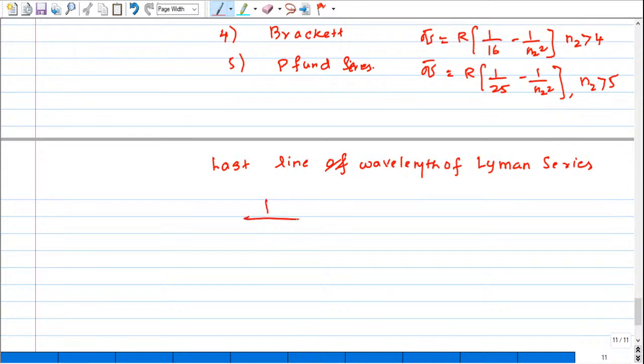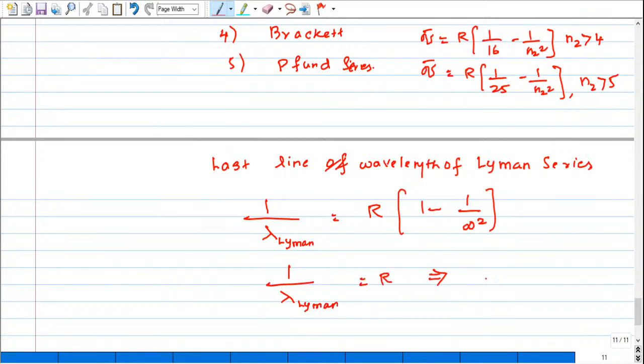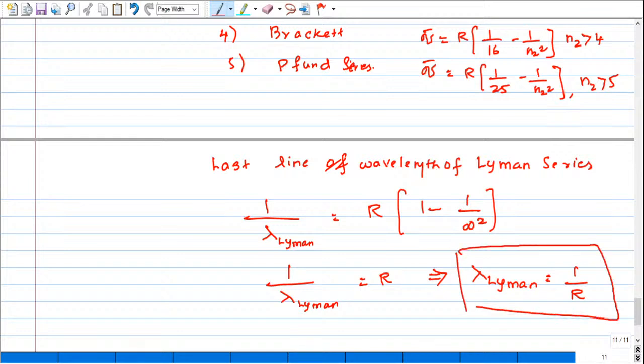So I can write 1 by lambda Lyman will be equal to R into (1 minus 1 by infinity square), because the last line is nothing but infinity. So 1 by lambda Lyman will be equal to R. Then tell me, what is lambda Lyman? Lambda Lyman will be equal to 1 by R. This you have to note down. This is the last line wavelength of Lyman series.